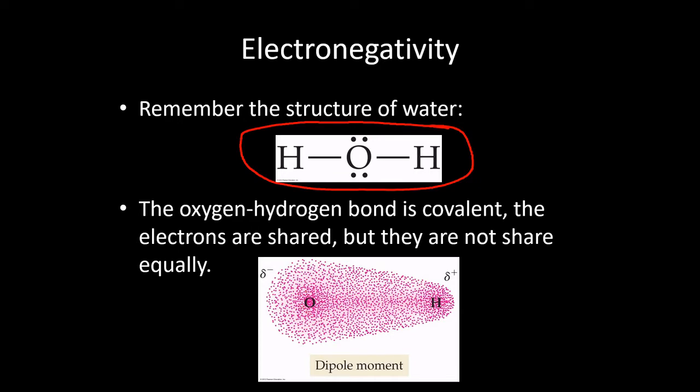And electronegativity is kind of a fancy way of saying it really likes electrons. It has a strong affinity for electrons. It will draw electrons to itself. Hydrogen doesn't necessarily have a really low electronegativity, but it is significantly lower than oxygen's. Oxygen's is relatively high. It's actually the second highest of anything on the periodic table.